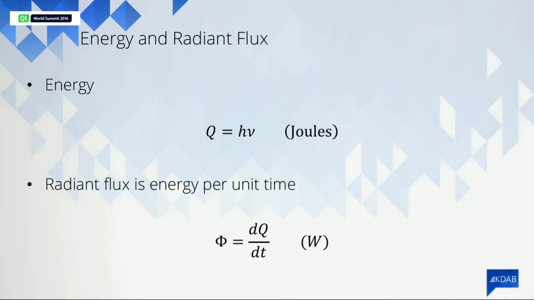Knowing the frequency nu, we can work out the energy of a photon by multiplying it by Planck's constant h. This is, again, all high school physics stuff. Once we know the energy, we can then work out the power in watts by taking the derivative of that with respect to time. That's what we're going to call phi here. That's the radiant flux.